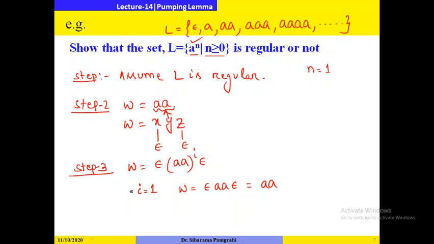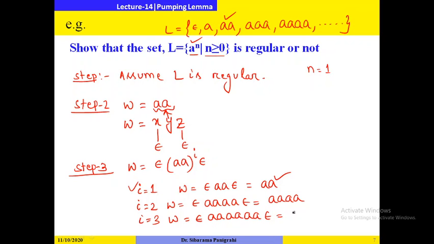Now I have to choose a suitable i in such a manner that the string does not belong to the language. With i equal to 1, what I have got is a, which is an element of the language. Now i equal to 2: w equals epsilon a to the power 2 epsilon, which is aa. Now i equal to 3: w equals a to the power 3, which is aaa. Again this is an element of the language L.